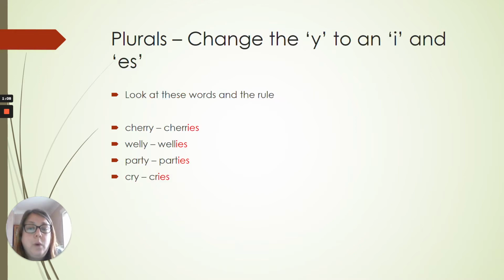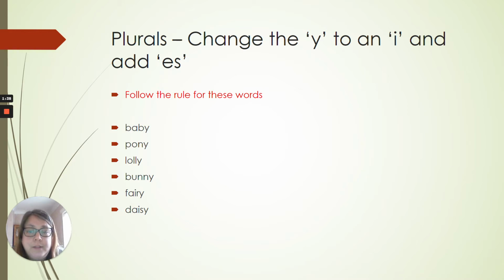Now, if a word ends in a Y, then we have to change the Y to an I, and we have to drop the Y and replace it with IES. So if we had cherry, we'd have to change that to cherries. And as you can see, there's no Y in cherries. It's replaced with the I and then the ES. Welly to wellies, party to parties, and cry to cries. So again, we've done lots of this in class. This is all just recapping to make sure we know these rules for when we're writing. So I want you to have a go at these words. So remember, write the word, but we replace the Y with the I before we then put ES. Pause the video and have a go at these words.